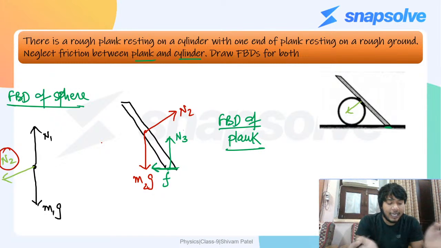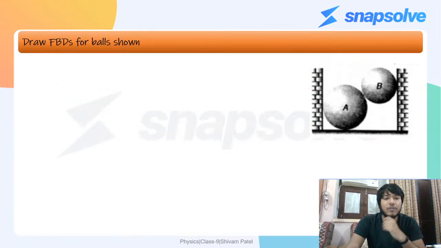ठीक है, आपको क्या करना है, सिर्फ जो फोर्सेस उस पे लग रहे हैं वो फोर्सेस मार्क कर देने हैं. राइट, और हमने यहाँ पे भी कुछ नहीं किया है ना. और कुछ क्वेश्चंस करो, चलो समझ आ जाएगा.